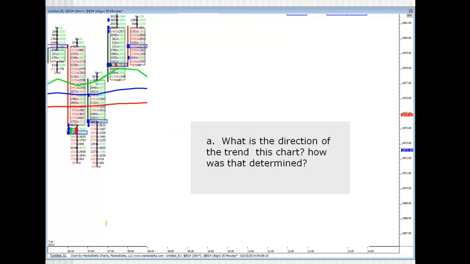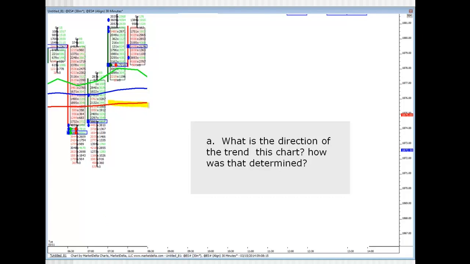All right, we have another 30-minute chart here. And in this case, we are really looking at the first period, or the early part of a day's trading session. What is the direction of the trend on this chart, and how was that determined? Well, with as little information as we have on the chart, we can still answer that question. And the answer is, take a look.